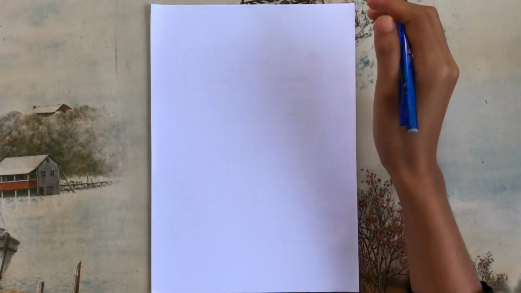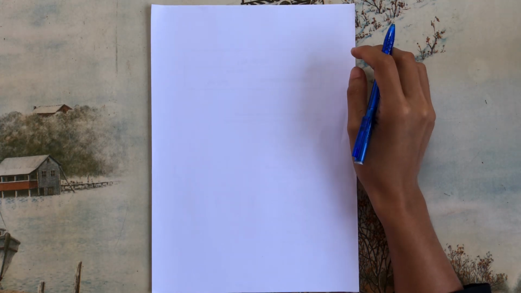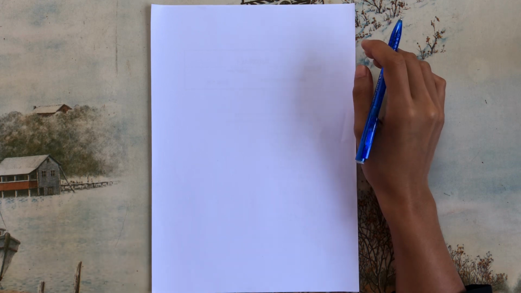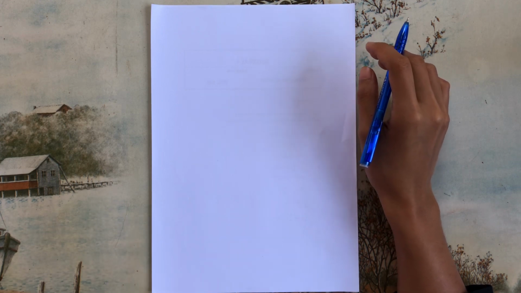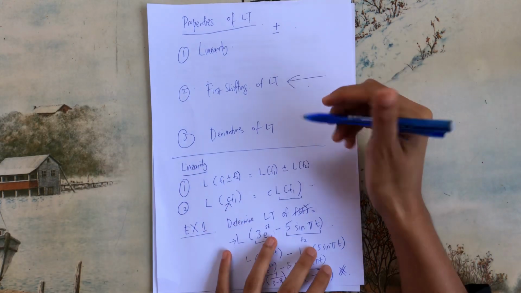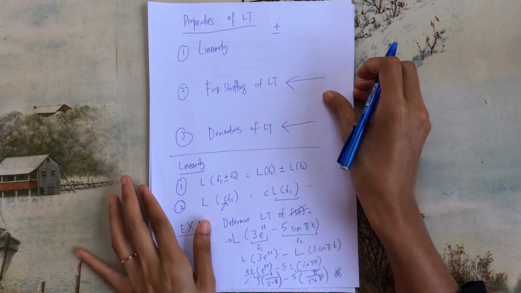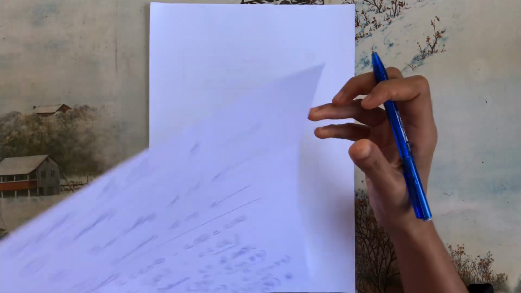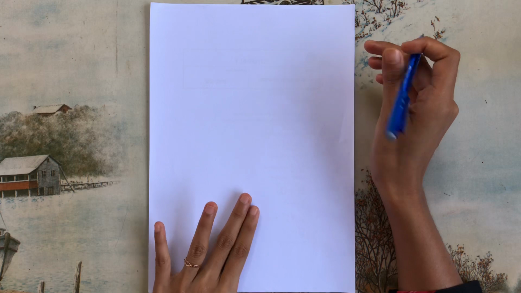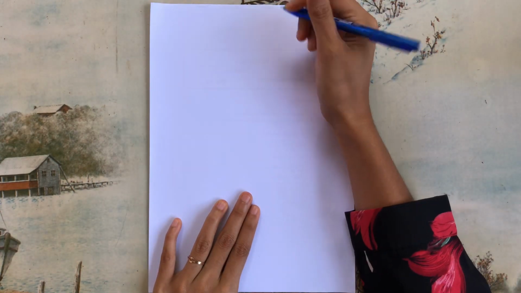Okay, class, this is the next video, and in this video I will show you the third property, which is the derivative of the Laplace transform. It's the last property. Basically it's quite similar to the first shifting, so you can recall, or look back at the video for the first shifting.